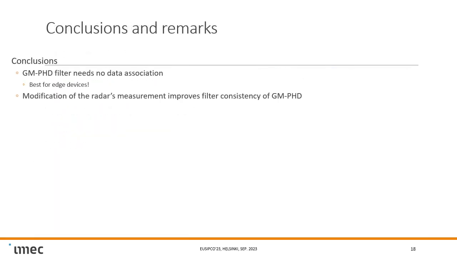In conclusion, the GMPHD filter has no data association and hence it's pretty light, best for edge devices. And also we found that the modification of the radar's observation data using the bounding boxes improves the filter performance.